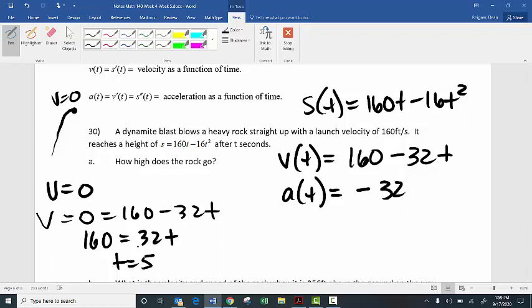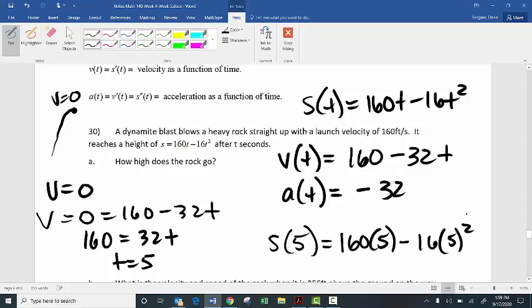Okay, so then you can figure out how high it is by putting 5 into the height function, into the s. So 160 times 5 minus 16 times 5 squared, and you can figure that out. Some of these you do need a little bit of a calculator. So 160 times 5 is 800, minus 25 times 16, which is 400. So it looks like the maximum height is 400. Okay, that's what I usually do: to find the maximum height, I set the velocity equal to 0.